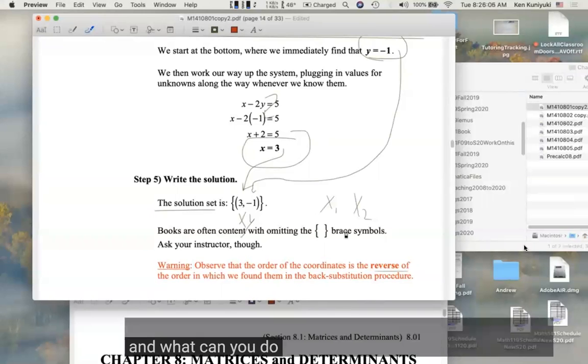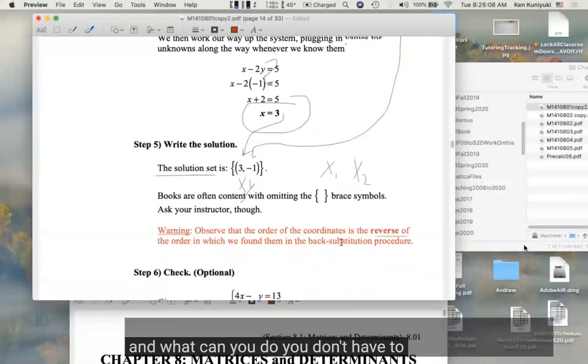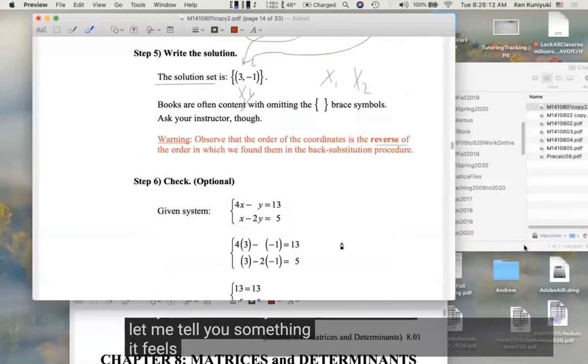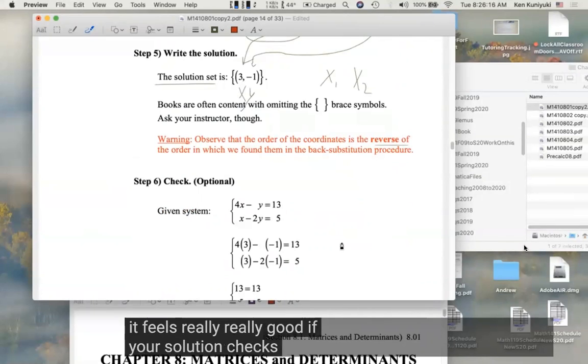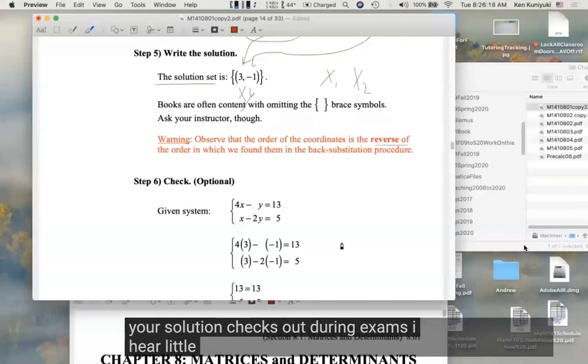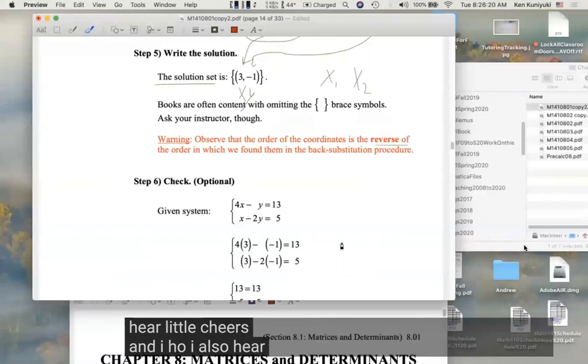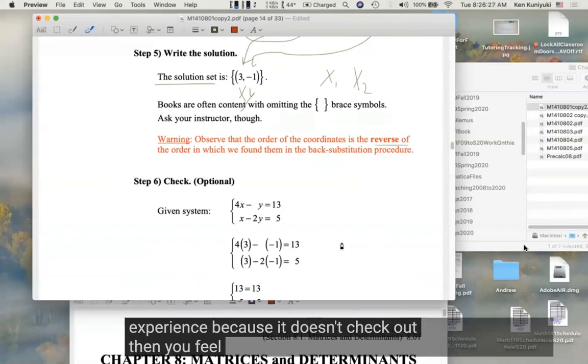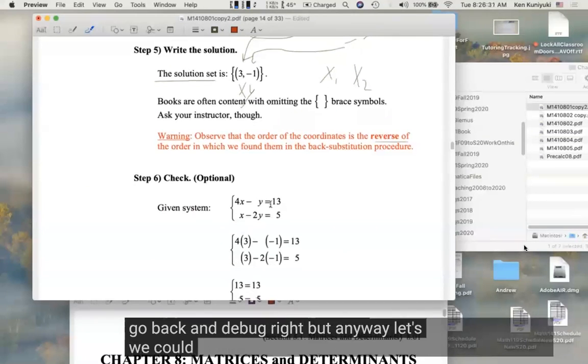And what can you do? You don't have to, but you can check. You don't have to, but let me tell you something. It feels really, really good if your solution checks out. During exams, I hear little cheers, and I also hear mumbled cursing. So the check can be a very emotional experience, because if it doesn't check out, then you feel kind of obligated to go back and debug, right? But anyway, we could check.